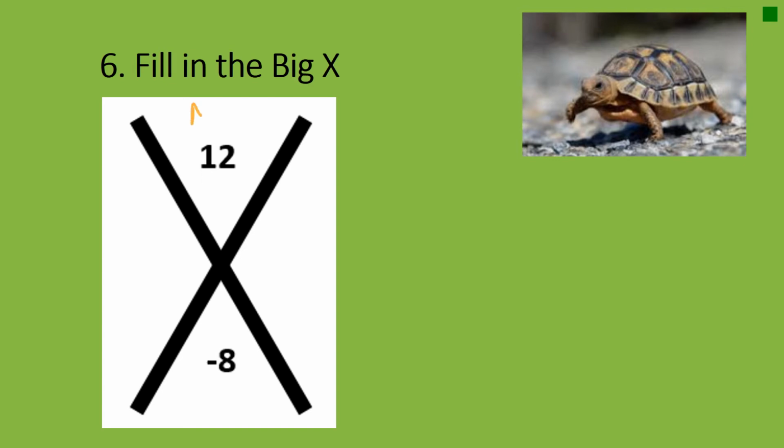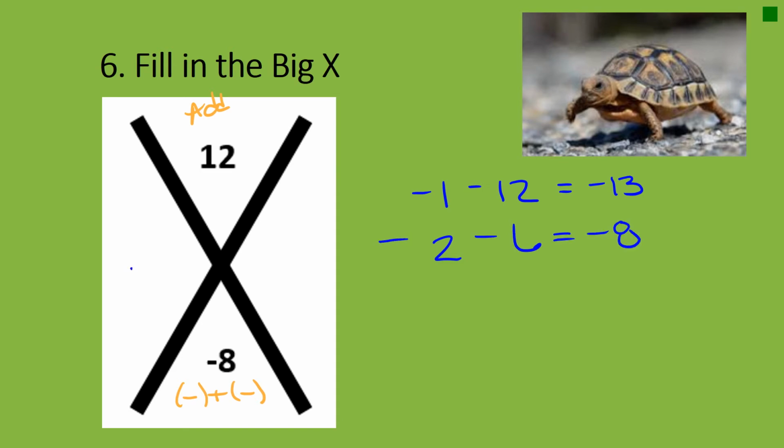We are going to be adding because this is positive. This is negative, so we're going to be adding a negative and a negative. So my first choice is 1 and 12. Make them both negative. Negative 1 minus 12, negative 13. Not what I want. My next choice is 2 and 6. Make them both negative. Negative 2 minus 6 is negative 8.